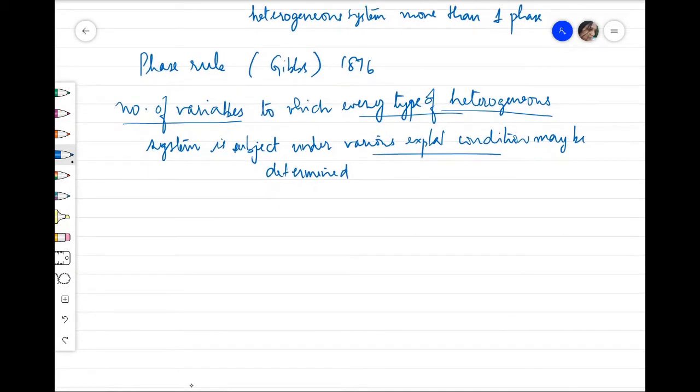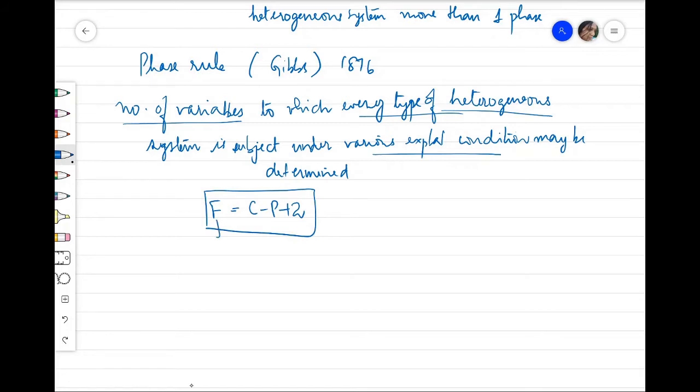Then we also have to know that there are some plots which we call phase diagrams. There are many such things. So this Gibbs phase rule, and we'll go into the derivation later, is basically F is equal to C minus P plus 2. It's a very important relation.